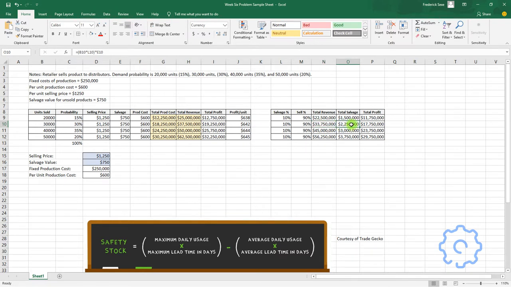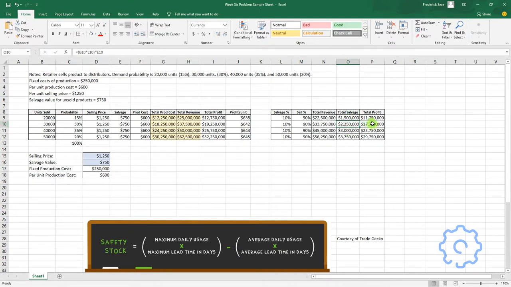Now the total salvage is the same, but with salvage. I take the salvage percentage, multiply that by the units sold, then multiply this by the salvage value. I put the salvage value in here just to make the calculations easier. So the salvage value would be 10% of 30,000 times 750, which gives me this number here. Then I just add these two, because we have the revenue from products being sold and the money we get from salvaging our products. I didn't add a column for total revenue to include the salvage.